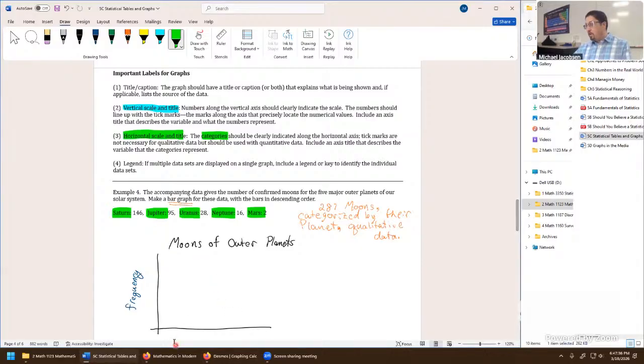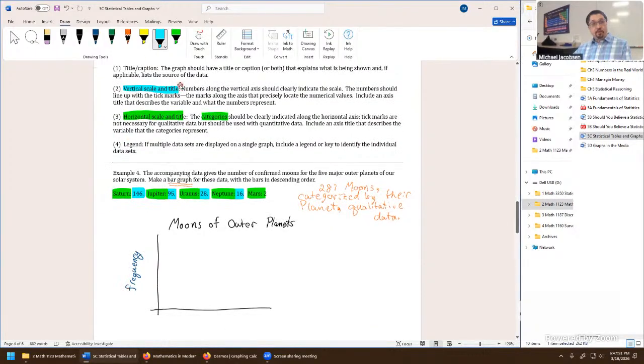We don't want to put them all at once. We're going to put them in carefully. We'll put in a bar that corresponds to the height of the frequency that's labeled here for the data. So we'll say frequency here. That's going to be our vertical scale. We should have numbers going along the vertical axis as well, indicating the scale in our graph. The numbers should line up with the tick marks, the marks along the axis that precisely locate numerical values.